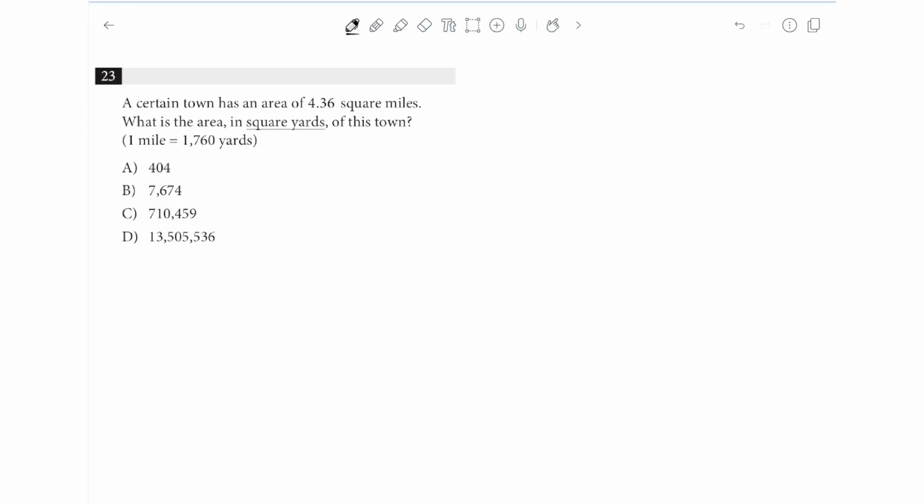Question number 23 says, a certain town has an area of 4.36 square miles. What is the area in square yards of this town? 1 mile equals 1,760 yards. So remember guys, when we're converting areas, we don't divide or multiply once, we do it twice. Let me give you an example.